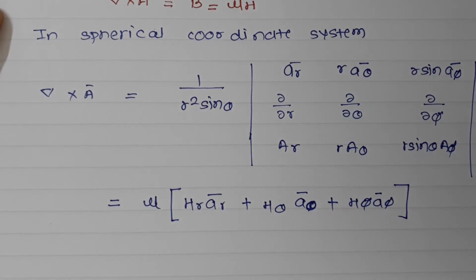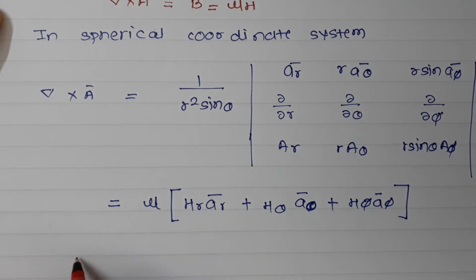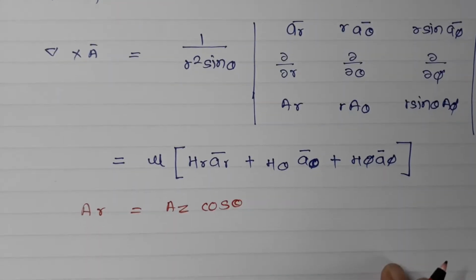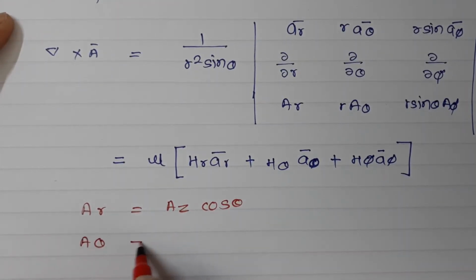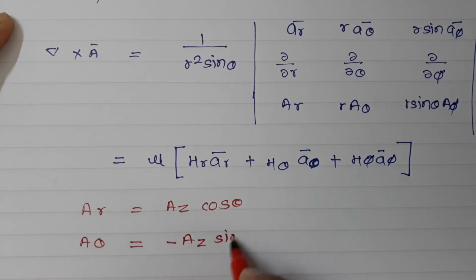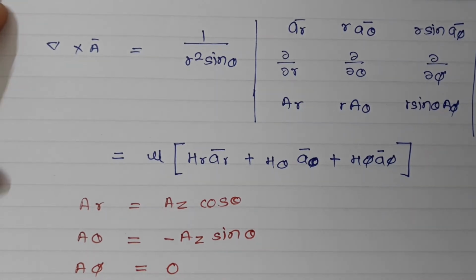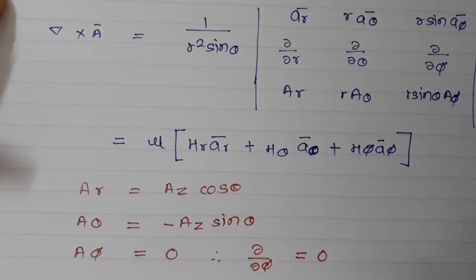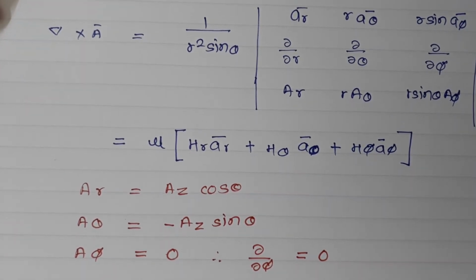We can say here ar is equal to az cos of theta, a theta will be minus az sine of theta, and we know that a phi is equal to 0. So here we have equated all the components. Now also you can note that the az is a function of r and theta, and it is independent of phi. Then every differentiation d by d phi is equal to 0. Now we'll put all these values in the previous equation.